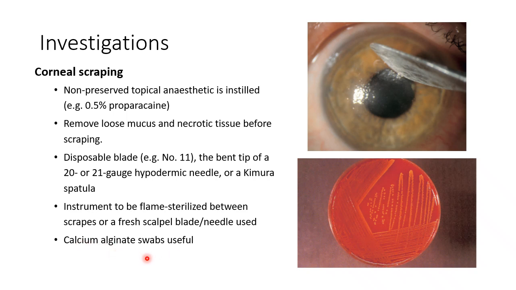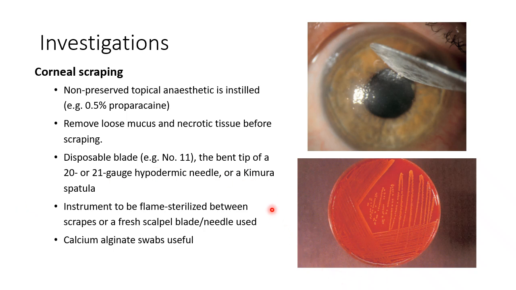Now, why calcium alginate swabs? Because it has been noted that cotton swabs or synthetic swabs are also bacteriostatic or bactericidal in nature. In fact, even calcium alginate swabs are bacteriostatic, but they are the best available. So they can be used in order to inoculate the first scraped specimen and transport it to the laboratory.